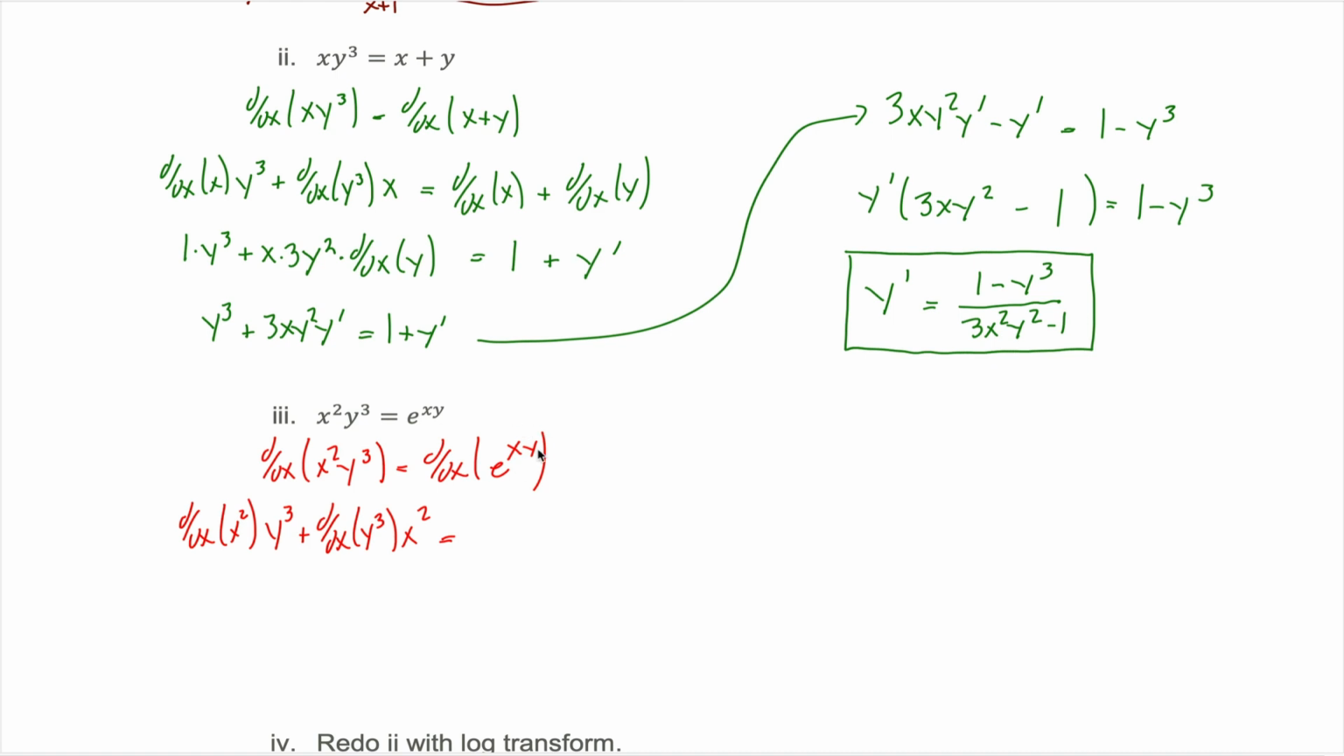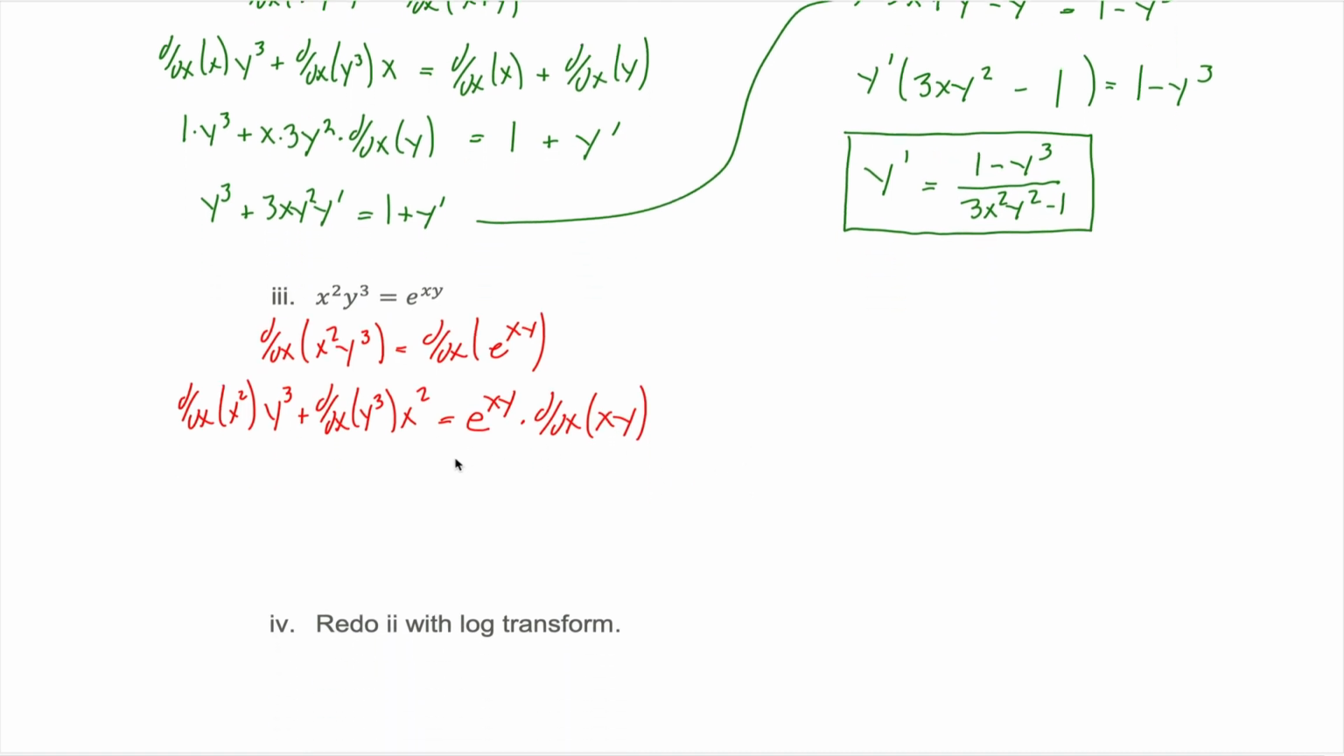The inner function is that stuff, x times y. So when I'm taking the derivative, I first take the derivative of the outer function. That produces this e to the xy power. But then I'm not done. I have to multiply that by the derivative of the inside function, the derivative of x times y. Still a lot of work to be done down here.